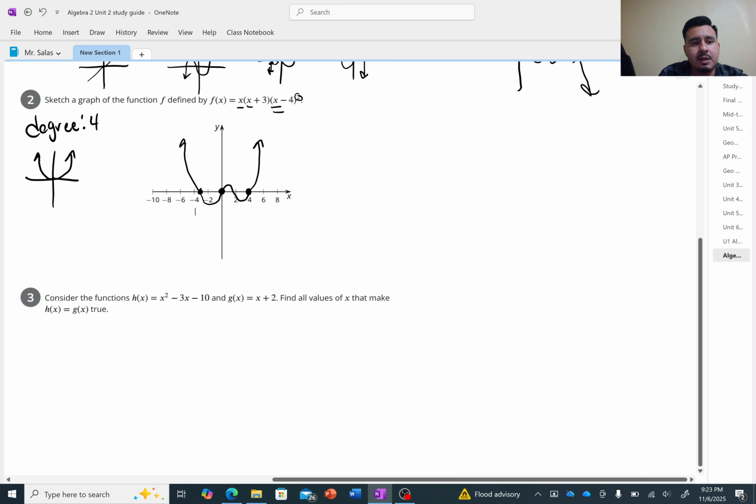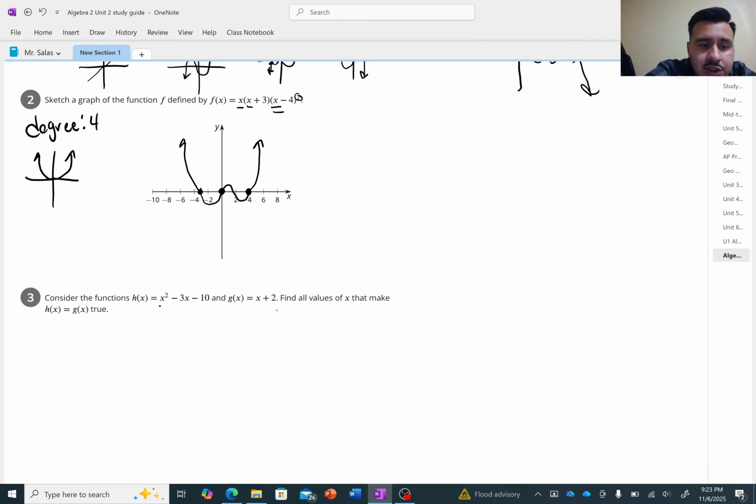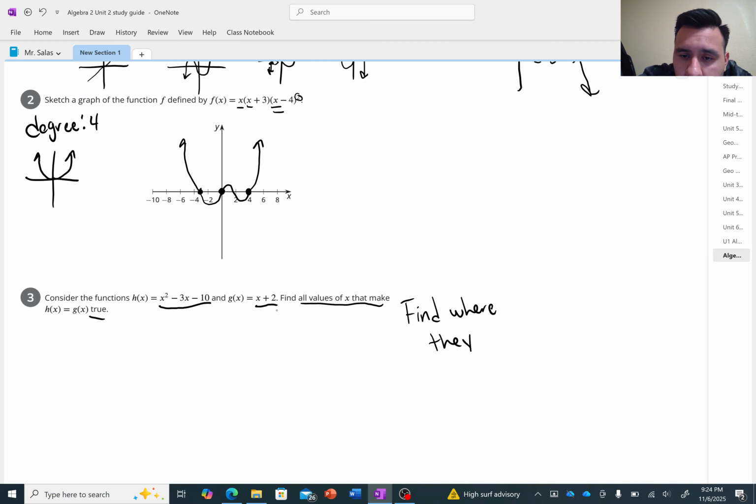Let's look at number 3. Number 3 says, consider the functions h of x equals x squared minus 3 times x minus 10, and g of x is equal to x plus 2. So we're going to actually type these two into Desmos. And it says find all values that make this true. So that means I've got to type them into Desmos and find where they cross.